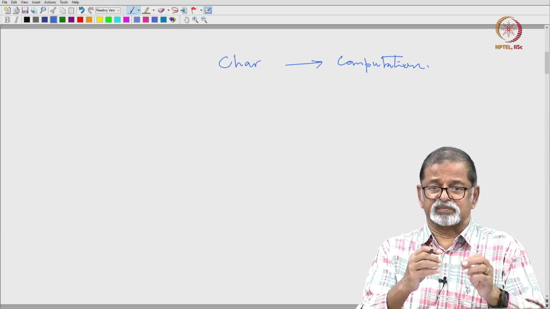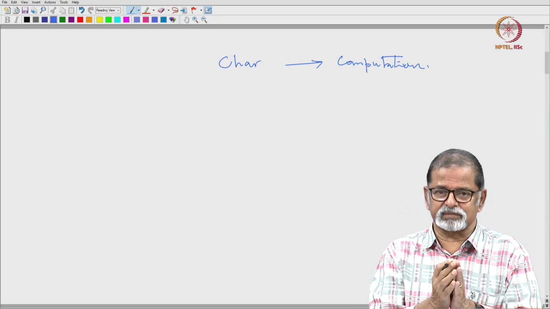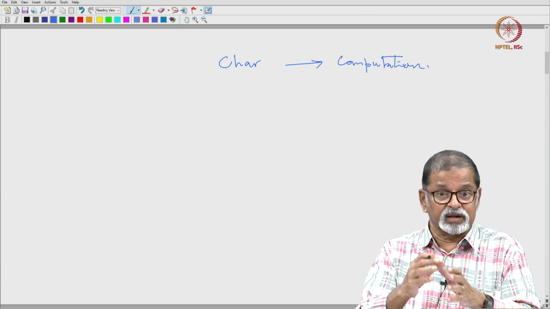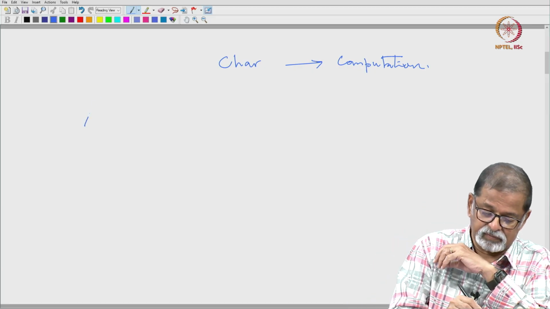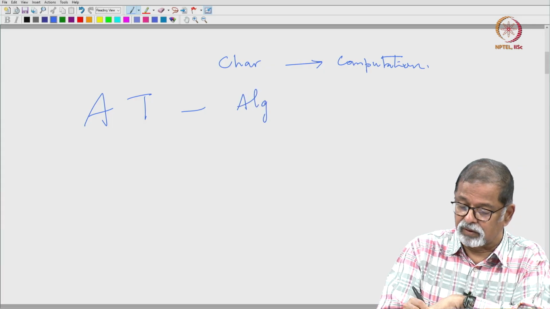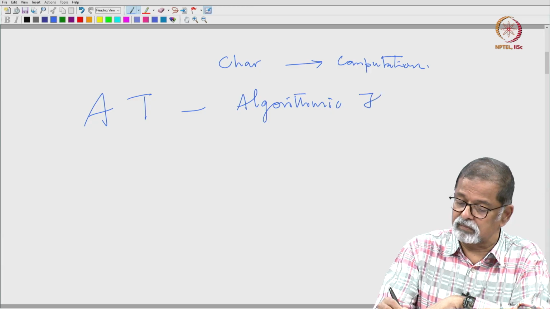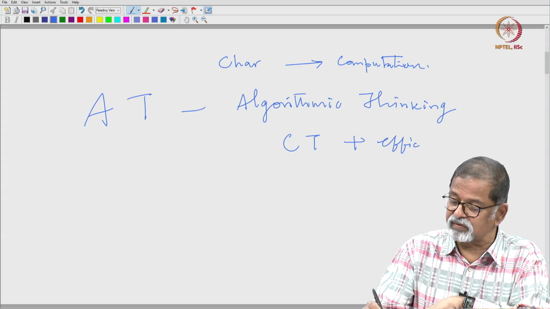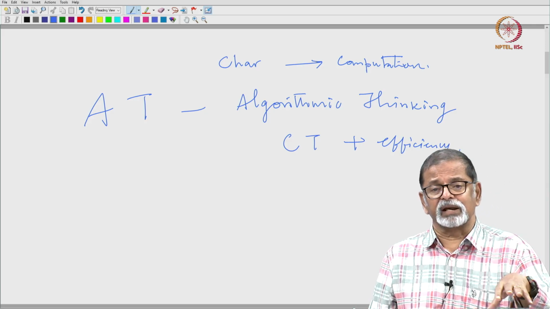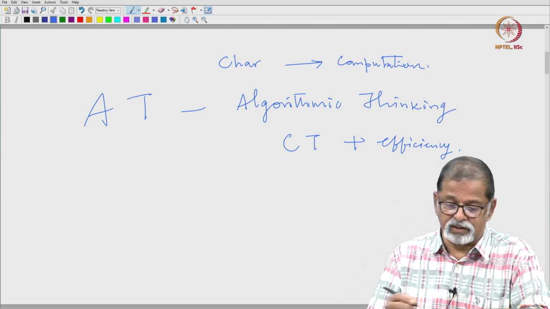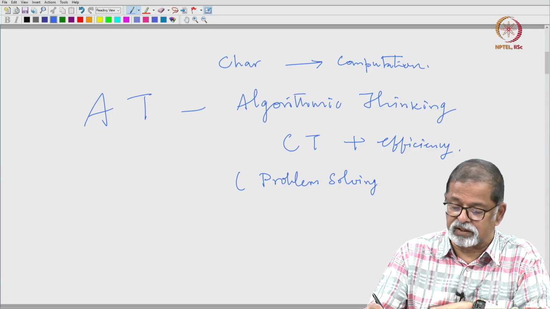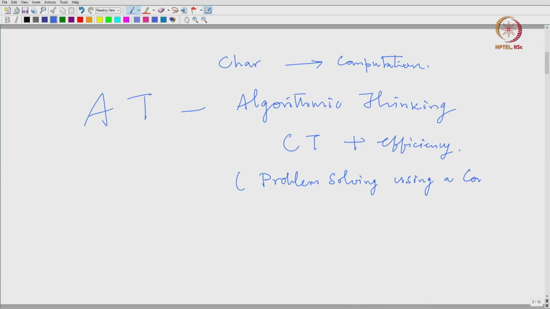Computational thinking is very essential because now you see the whole thing as a process. From this we mature to algorithmic thinking. In algorithmic thinking, we are focusing on efficiency. It is computational thinking plus efficiency. AT stands for algorithmic thinking. That is because we are trying to use algorithms to solve the problem by using computers. So this is basically problem solving by using a computer. That is the reason why we have a focus on efficiency.